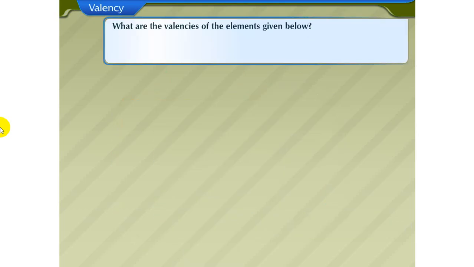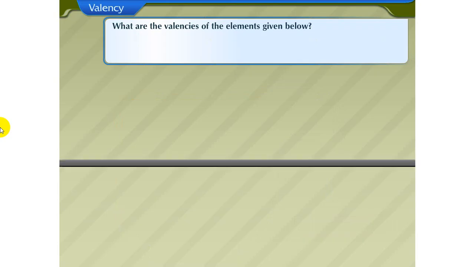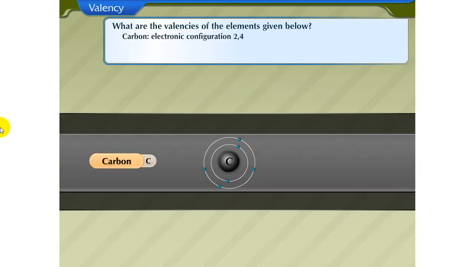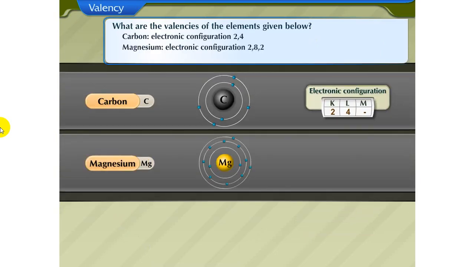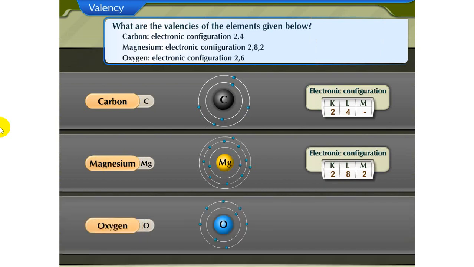What are the valencies of the elements given below? Carbon, electronic configuration 2, 4. Magnesium, electronic configuration 2, 8, 2. Oxygen, electronic configuration 2, 6.